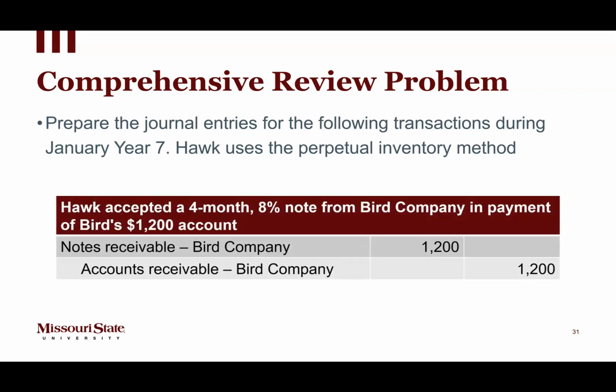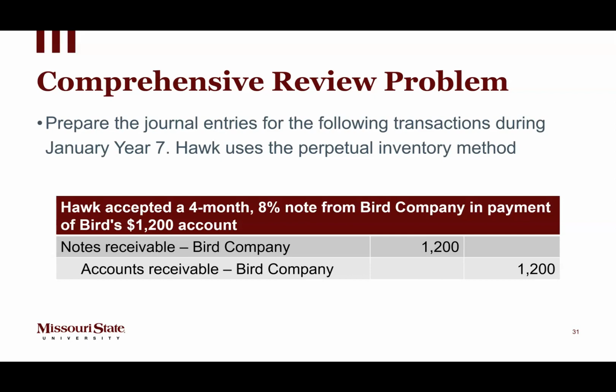Okay. So first thing we've got, we accepted a 4-month 8% note from Bird Company in payment of Bird's $1,200 account. So what's this mean? Well, now we've got a note receivable. It's got an 8% annual interest rate. Remember that. That's 8% annually, not 8% every 4 months, okay? So we're going to increase a receivable account, notes receivable, and we're going to decrease a receivable account, okay?